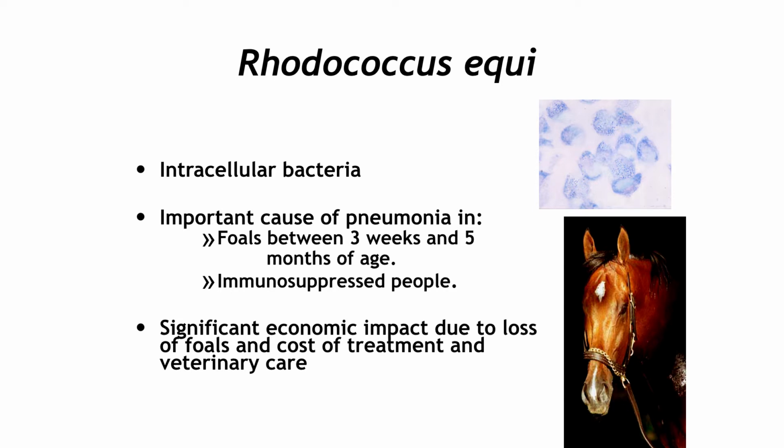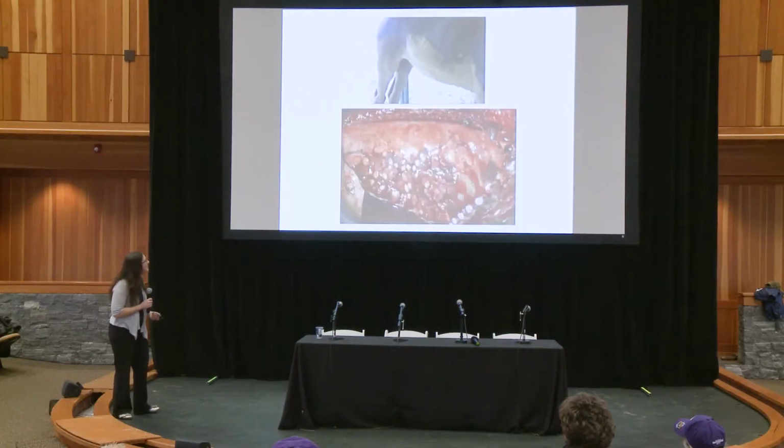It's an important cause of pneumonia in foals between 3 weeks and 5 months of age, and it's also seen in immunosuppressed people. It has a significant economic impact due to the loss of foals and the cost of treatment in veterinary care, as I'm sure a lot of you are aware.